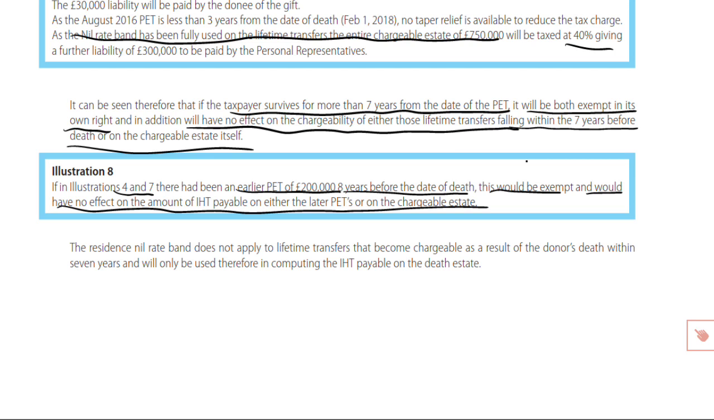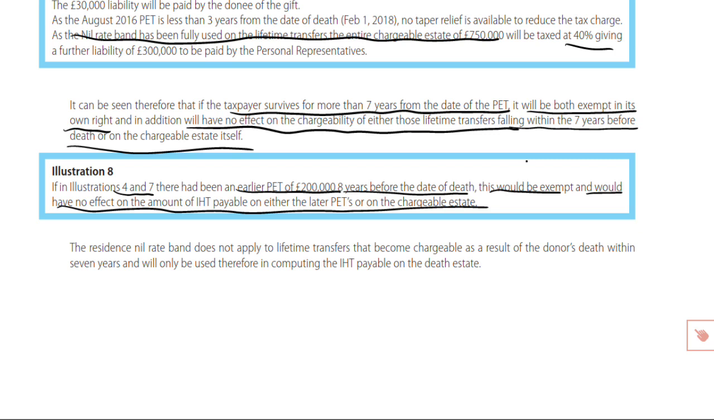As we've been making the point that in relation to those examples, the nil rate band was relevant, as it always is, in dealing with lifetime transfers becoming chargeable on death and using any nil rate band prior to using any remaining nil rate band against the chargeable estate.